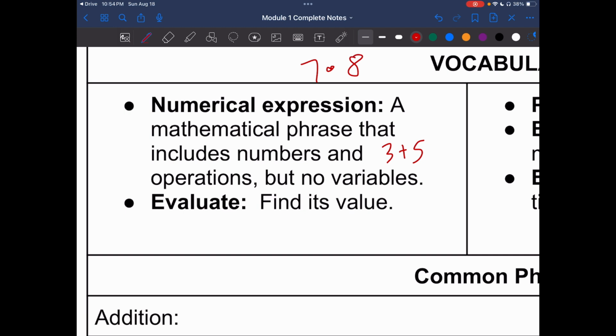Now, to evaluate a numerical expression means to find its value. You are simplifying. So in the example here, 3 plus 5, it would be 8. That would be our evaluation.